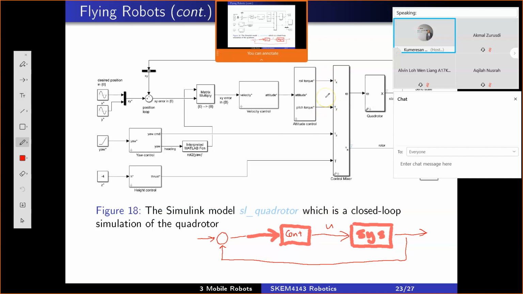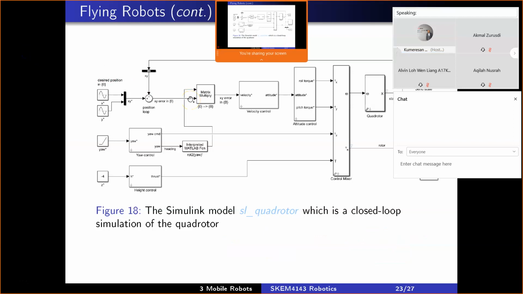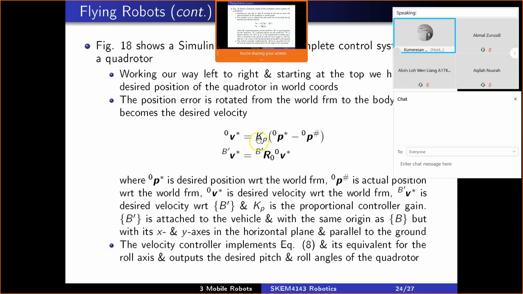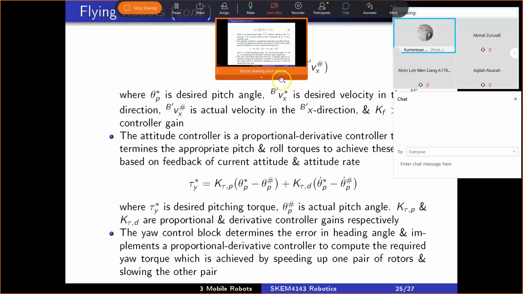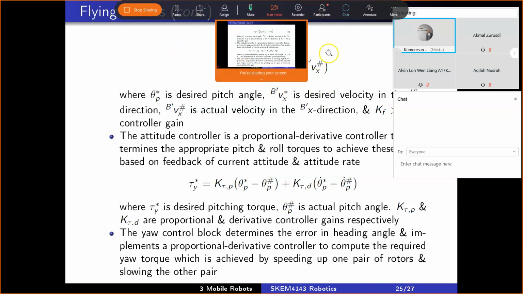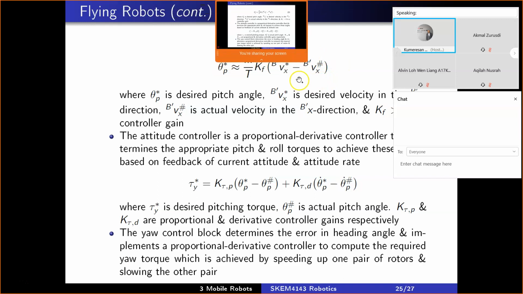So you should be exploring this in your own time, in your computer, in your Simulink model. The equations for these controllers are given here. So this is the position controller, and this is the velocity controller, because we are minimizing the velocity error.